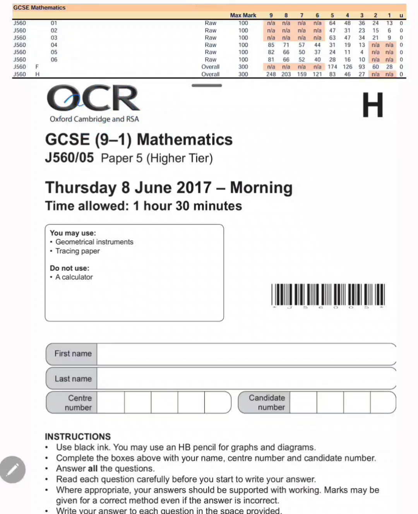So we're doing OCR paper 5 from June 2017, and if we have a quick look at the grade boundaries, we need 82 marks for a grade 9, 66 marks for an 8, 50 for a 7, 37 for a 6, and 24 marks will get you a grade 5. 11 marks is all you need for a 4 on this paper.